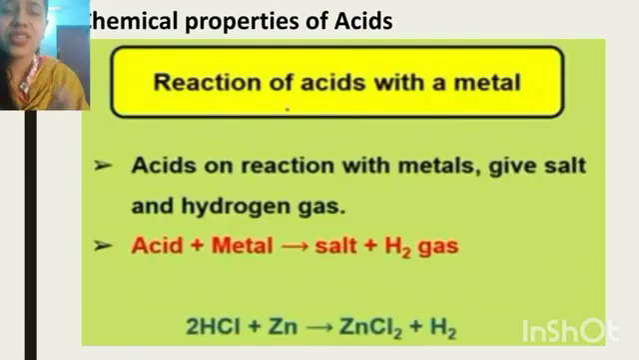Reaction: when an acid reacts with a metal, it gives salt and hydrogen gas. This hydrogen gas can be identified by a pop sound. When a burning candle is taken near the reaction, it produces a pop sound. For example, when zinc metal reacts with hydrochloric acid, it forms zinc chloride and hydrogen gas is evolved, meaning it comes out of the reaction. This reaction is known as a displacement reaction, where the zinc atom displaces the hydrogen atom.